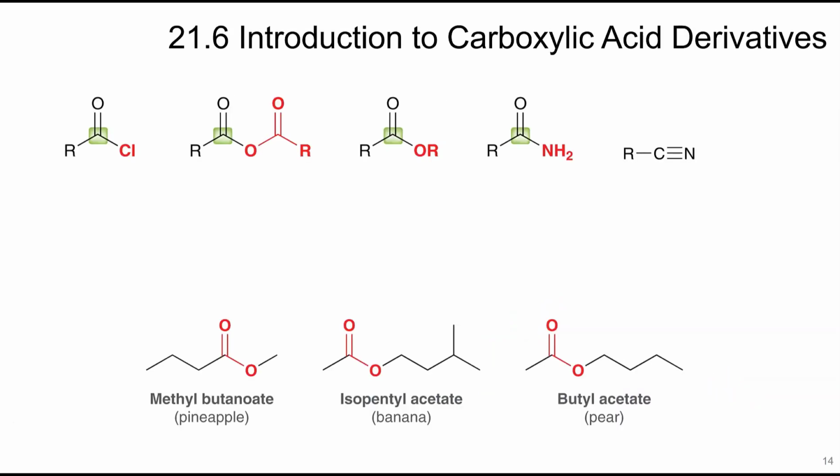Now when we're looking at the different derivatives of carboxylic acids, the first one is the acid halide. If you have an oxygen between two carbonyls, this is an acid anhydride. You've seen the ester before, and if you have a carbonyl with an NH2, this is an amide. This is a nitrile. Acid halides and acid anhydrides are pretty unstable, so they're not very common in nature.